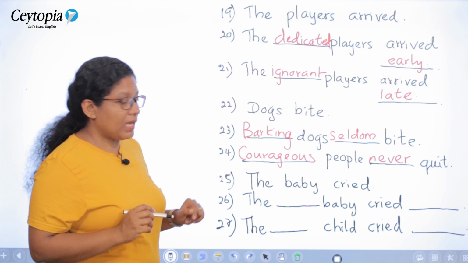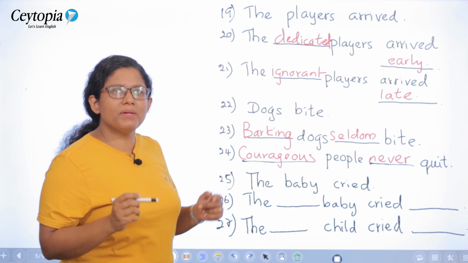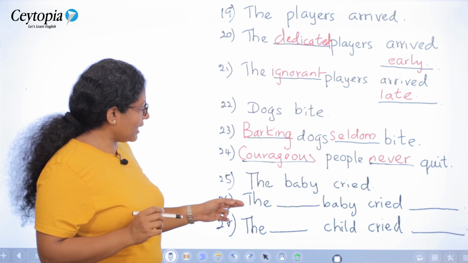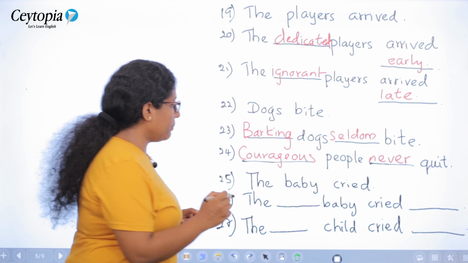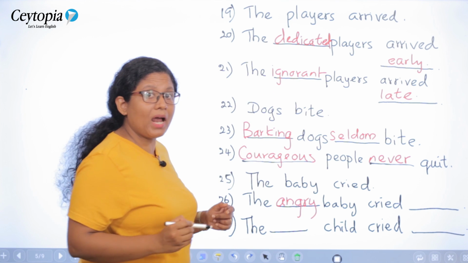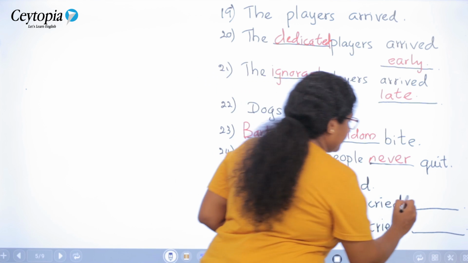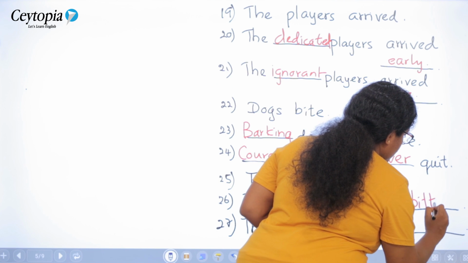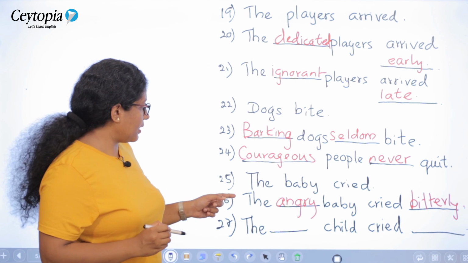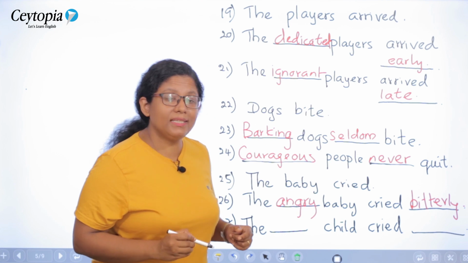Number 25, the baby cried, another simple sentence. The baby cried. How do you modify it? What kind of a baby? The angry baby. Let's say the angry baby cried how? Bitterly. Because she is so angry. The angry baby cried bitterly.